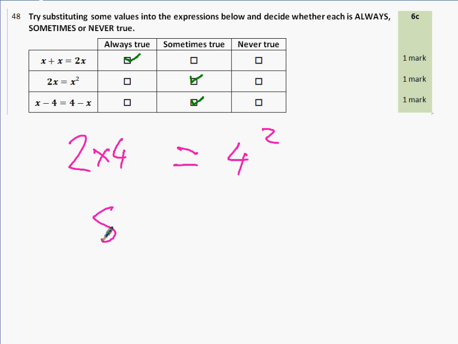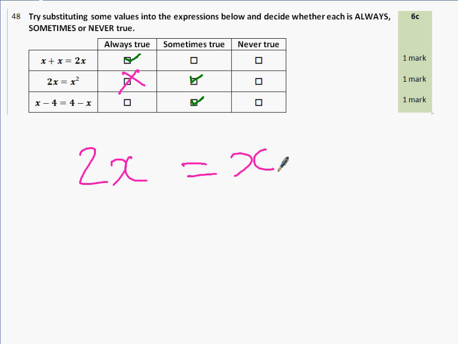2 times 4 is 8. 4 squared is 16. Ah, they're not equal to each other. So in that case, we found a time when they're not equal to each other. So we know that it's not always true. It's either sometimes true or it's never true. Okay, well let's see if we can find a time when 2x does equal x squared. What about if I said let x be 2?